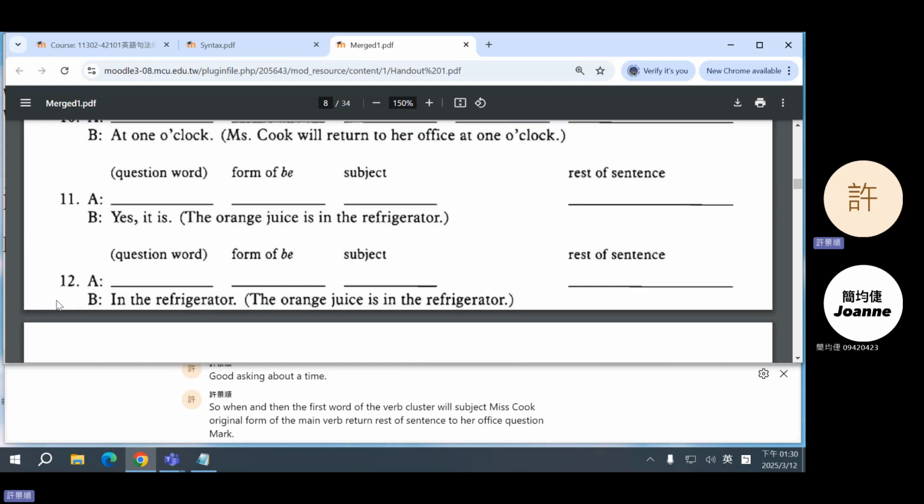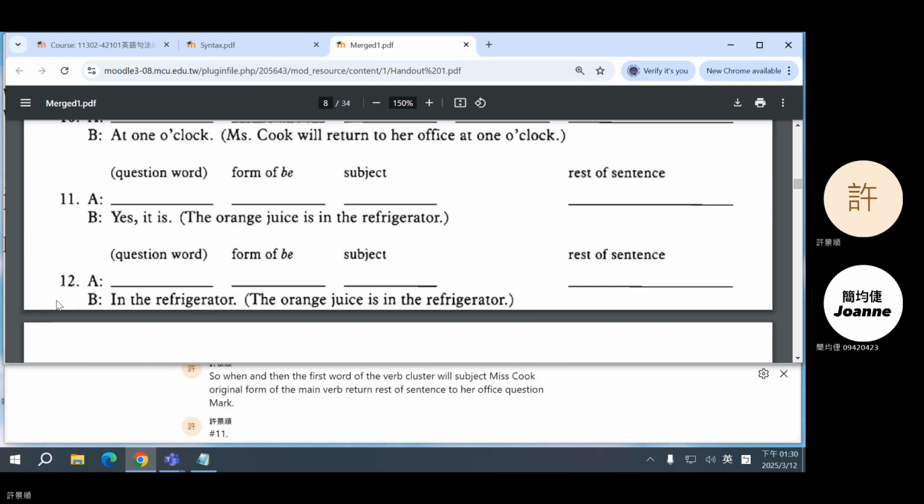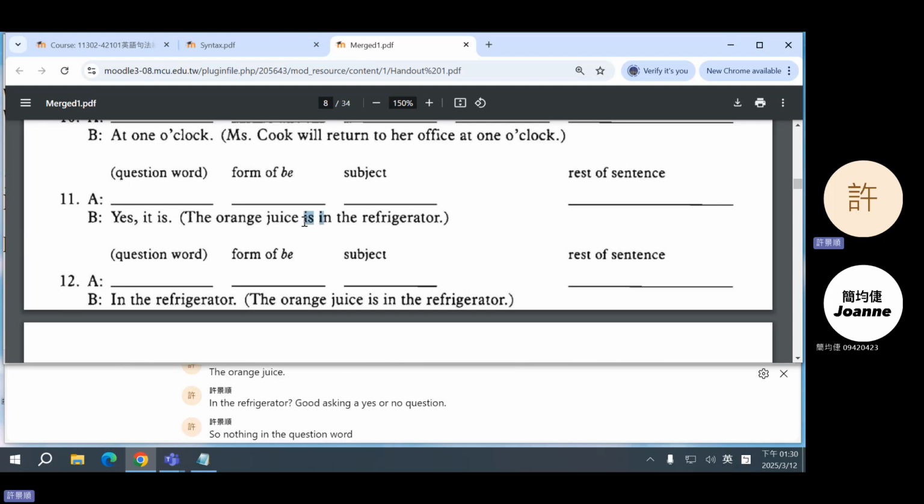Number 11. 郭志勇再一个. Number 11, please. Is the orange juice in the refrigerator? Good. Asking a yes or no question. So nothing in the question word. It's a be verb. So we just move the be verb to the front. Is. And the rest of the sentence is the same.